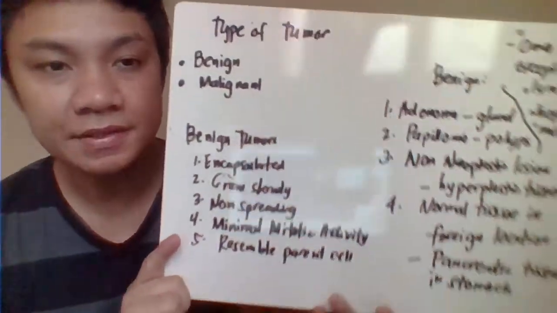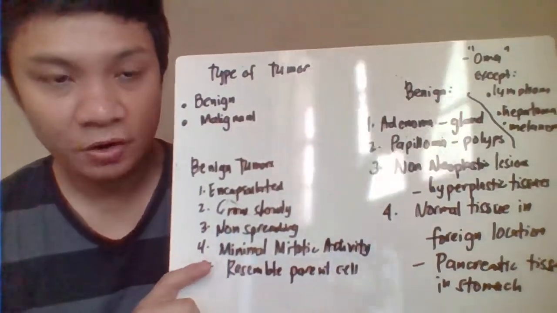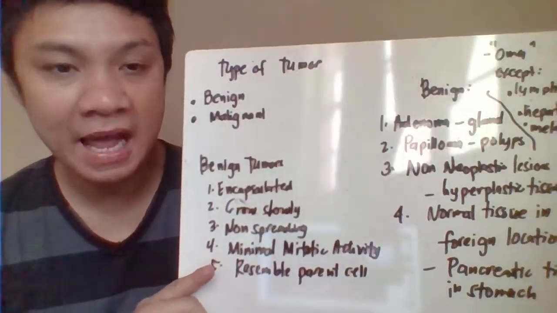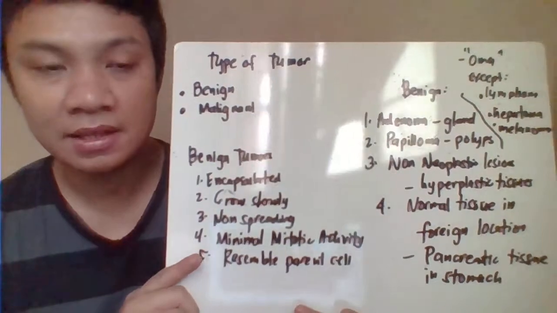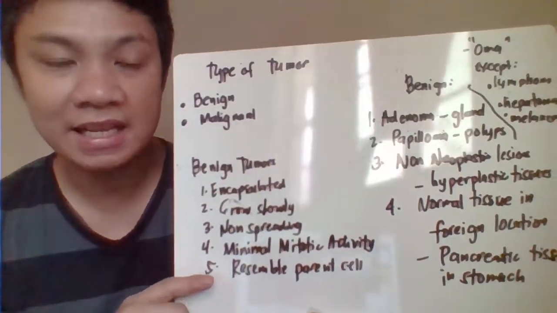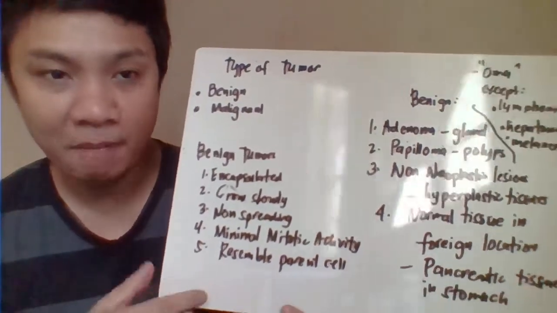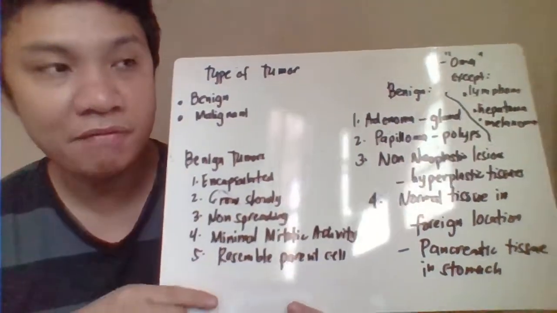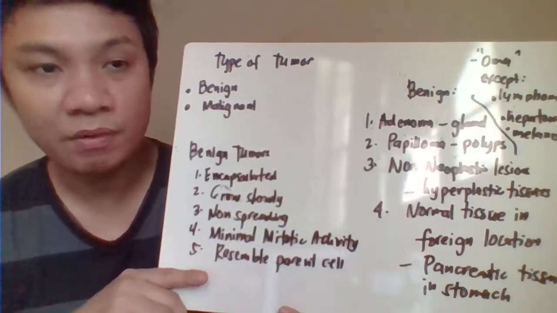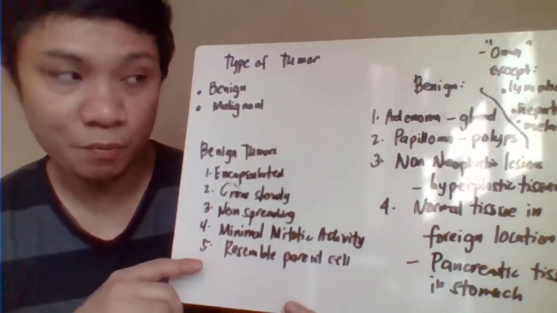Okay, we have here the classification of your tumor. We classify that as benign or malignant. For the benign, you are able to know that the tumor is benign because of its name. Most likely for the benign, the suffix ends in the word oma, except for the following: lymphoma, melanoma, and hepatoma, which are considered to be malignant tumors.